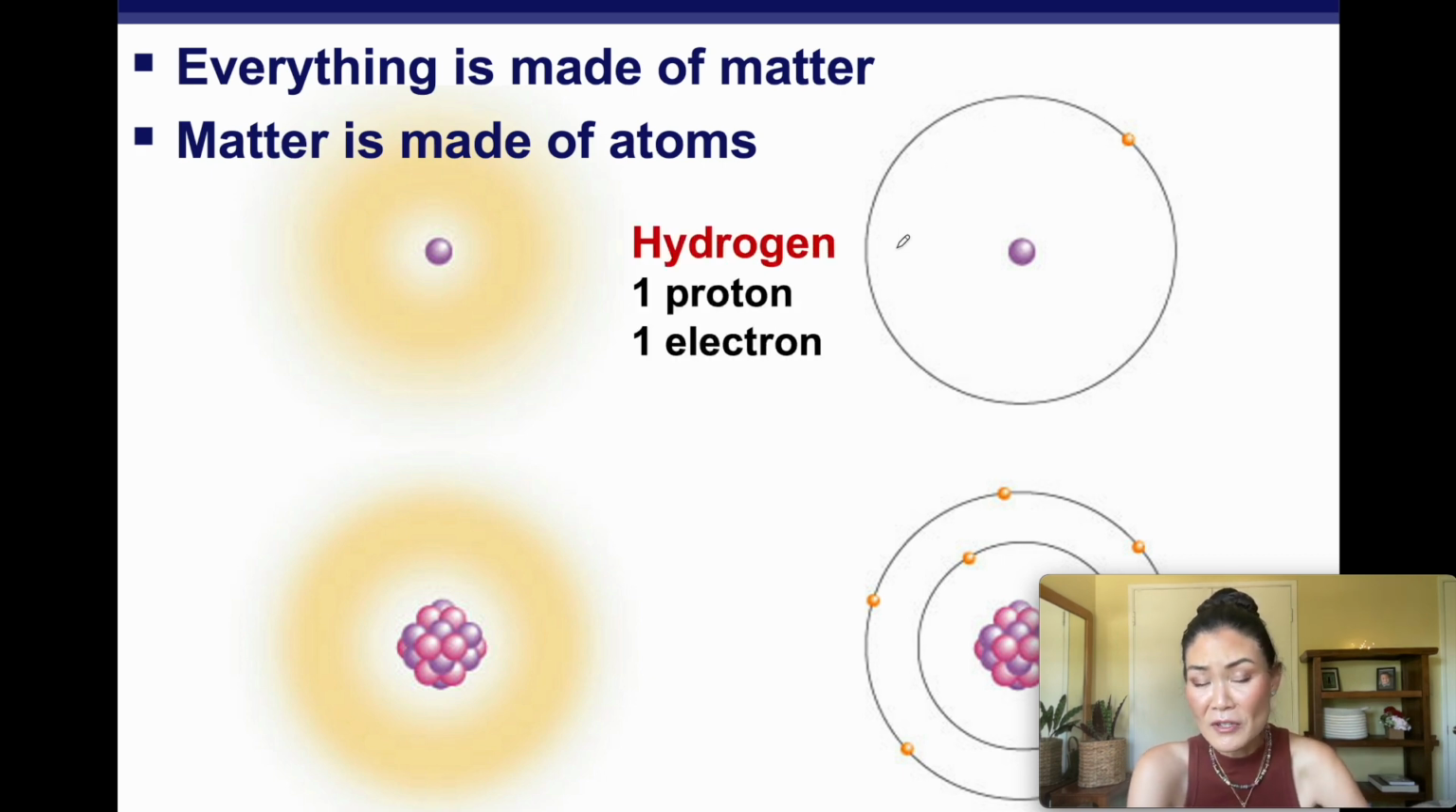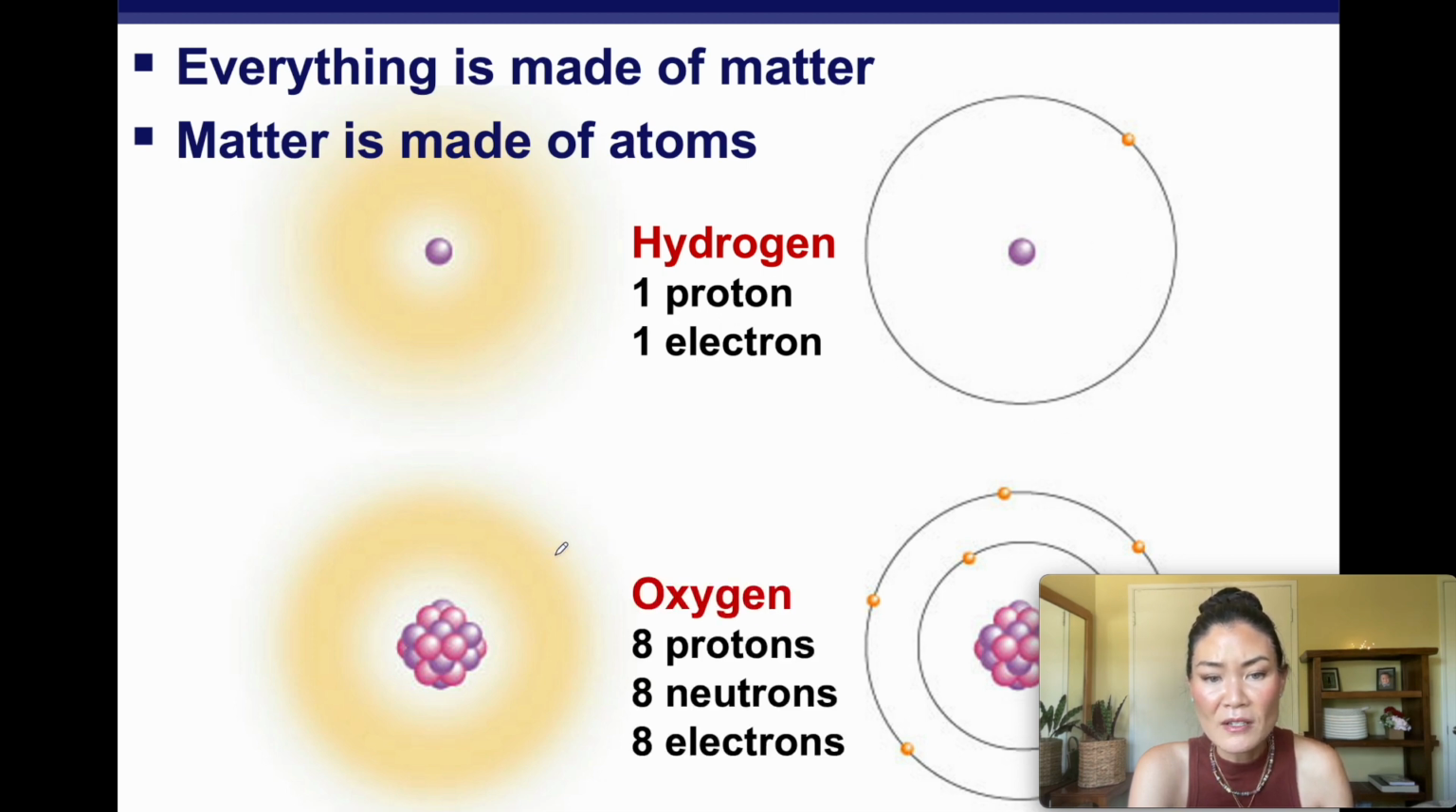We have a hydrogen atom. Hydrogen atoms are the most simple type of element. They have just one proton in the middle of the atom, and then they have one electron that rotates around that proton. Okay, and then you have oxygen. Oxygen has 8 protons, 8 neutrons in the middle, and then 8 electrons on the outside.